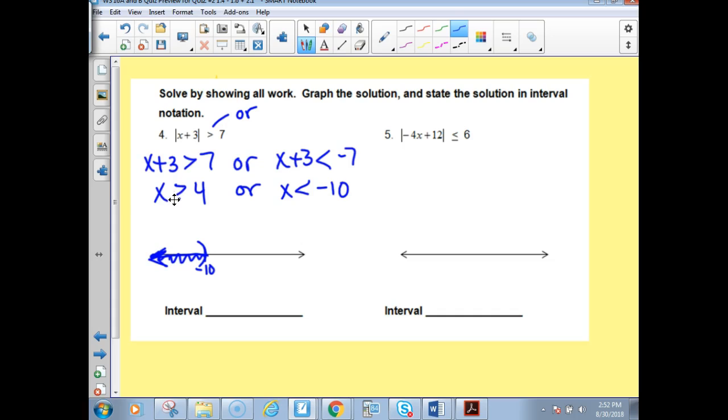And it's also greater than 4, so it'd have to be from 4 on up, not including the 4. In interval notation, that would be from negative infinity up to negative 10, non-inclusive, so soft brackets on both, union with the other piece, which is 4 to infinity.